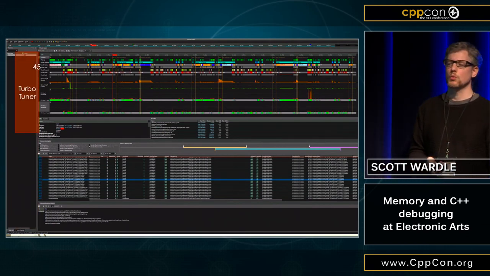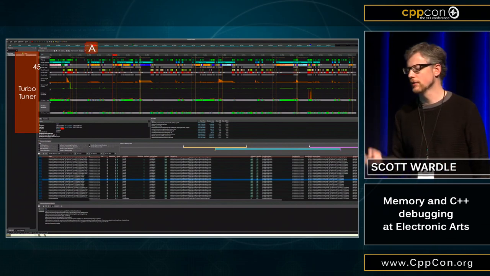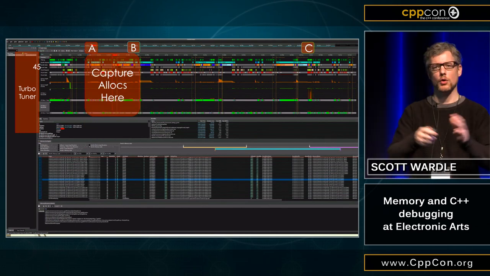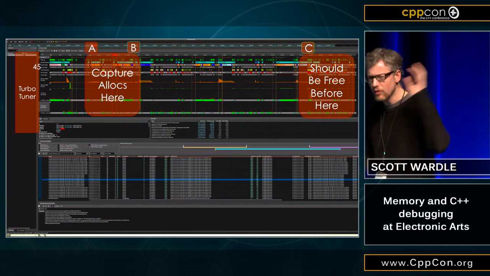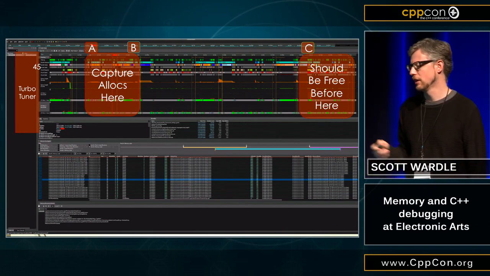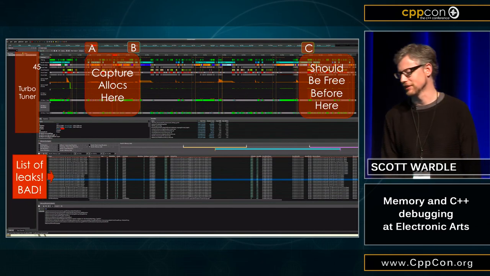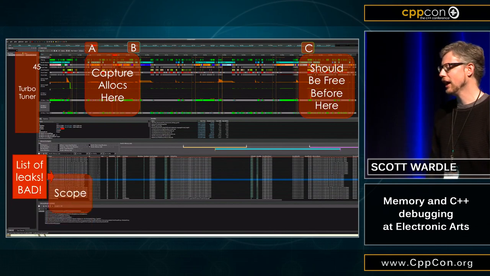So what you can do is you can look at Turbo Tuner, and you can determine where A, B, and C are. You can go find out that my level one loading is here. And by C, all of those allocations better be gone. And then you can see that I've got a big list of memory leaks here, which kind of sucks. But fortunately, I have good information.